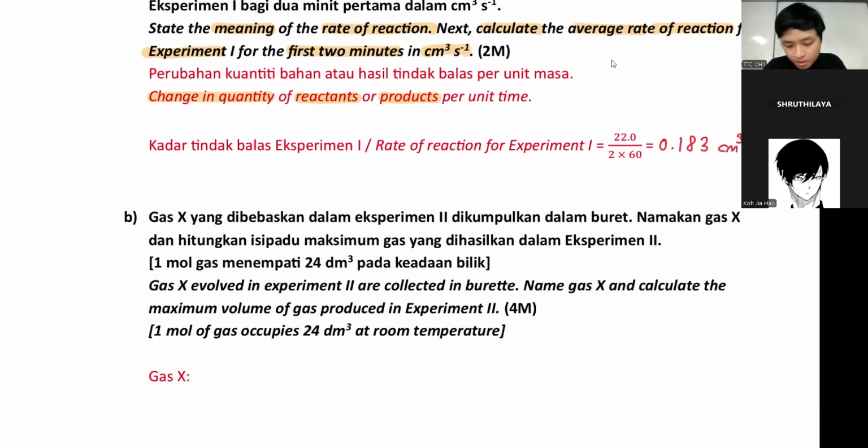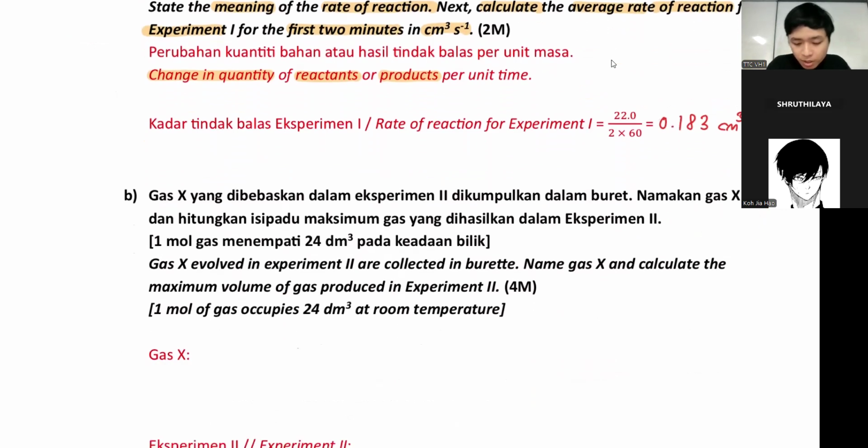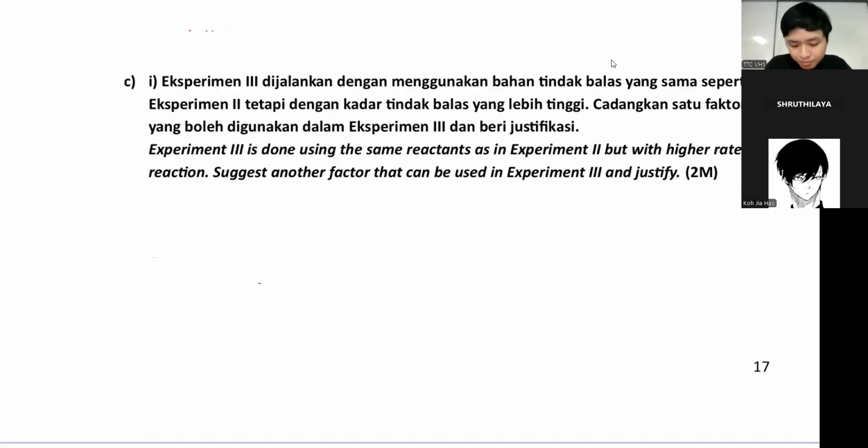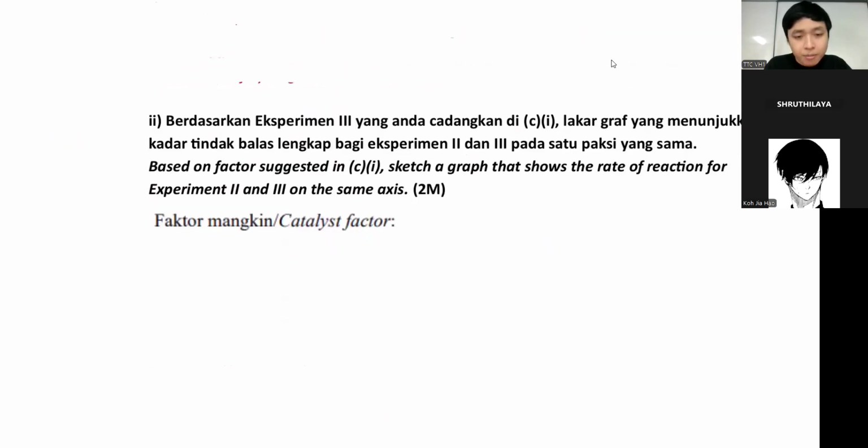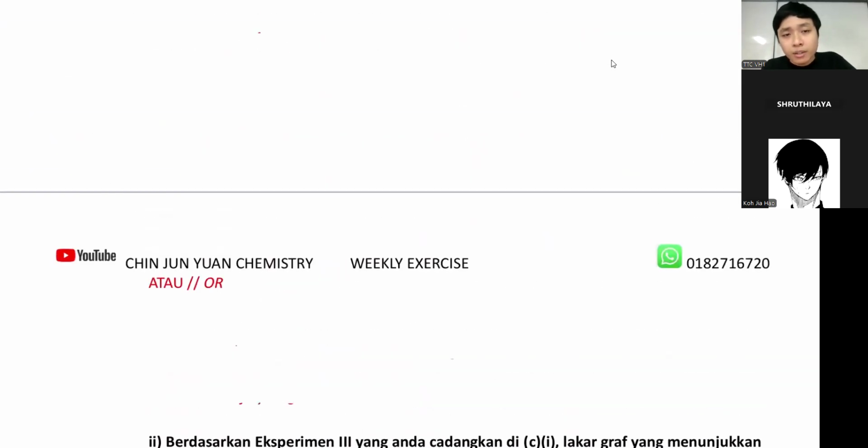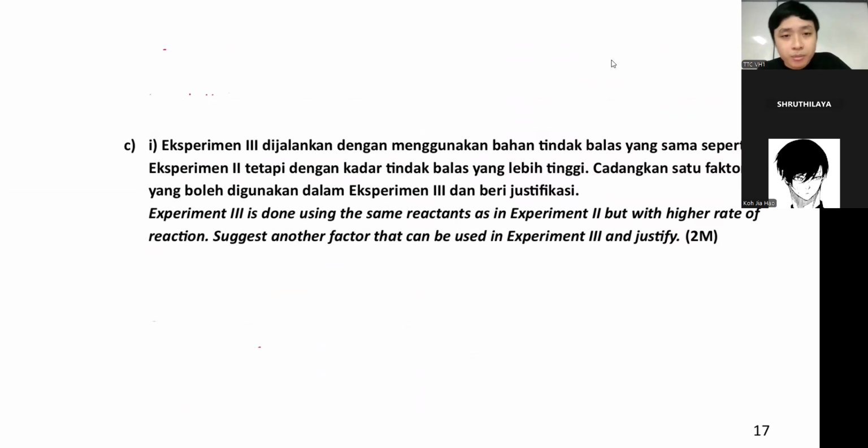And then gas X evolved in experiment 2, collected in a burette. Name gas X. Calculate the maximum volume of gas produced. Normally if they come out with this chapter, they also frequently come out alongside a number of more questions, most of the time, at the end, with some experiments.